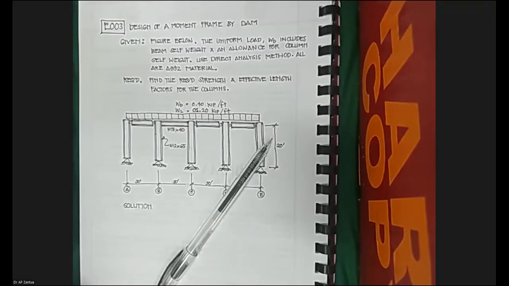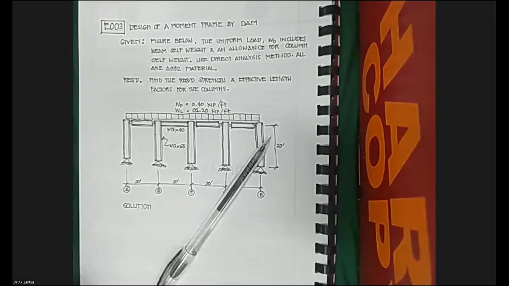Where's the table 1-1? Table 1-1. So let us go to the 360. Let's go to the 360 and try to find the table. Let's find the table 1-1.